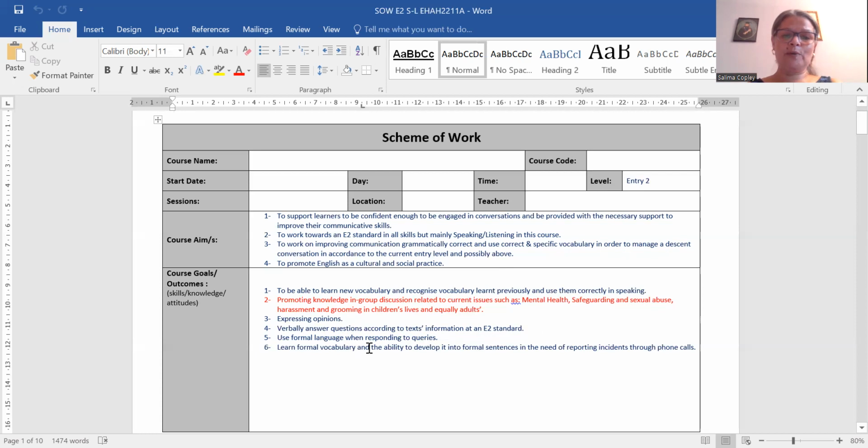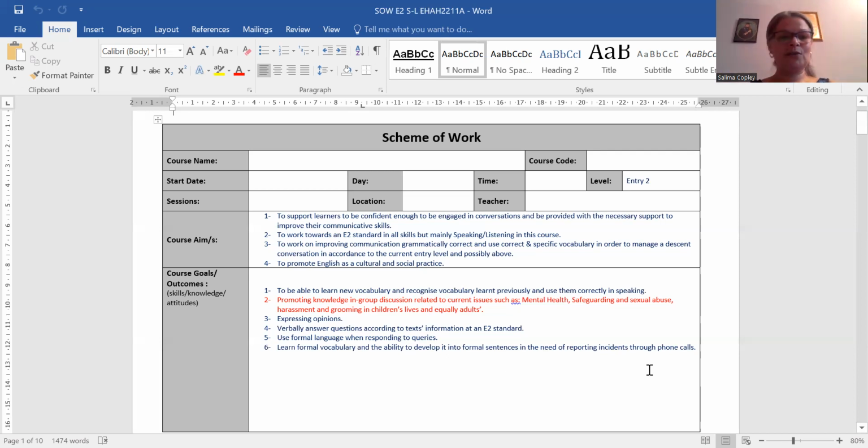Use formal language when responding to queries, but in future lessons, we will see that informal language is also necessary. Learn formal vocabulary and the ability to develop it into formal sentences. So you start with words and you develop and progress these words into sentences, especially in the need of reporting incidents through phone calls.